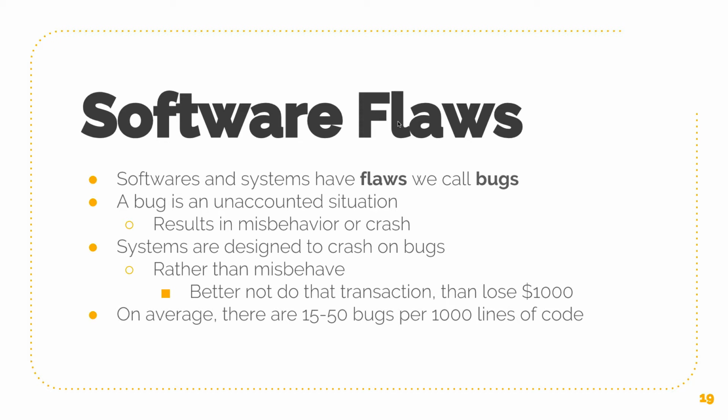For example, a banking software. If instead of crashing, it transferred some money to someone else, we would never want it to do that. We would prefer it crashed and the user told us that the system is not working and we fix it. So that's why systems are designed in a way that they crash on bugs more frequently than misbehave. On average, there are about 15 to 50 bugs per 1,000 lines of code in each programming language.